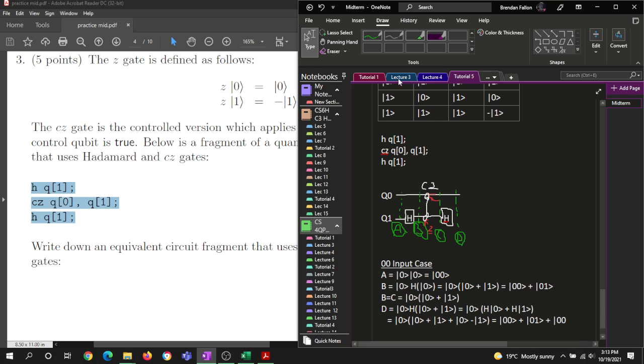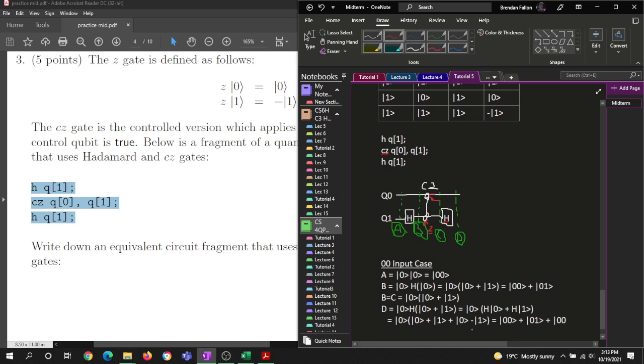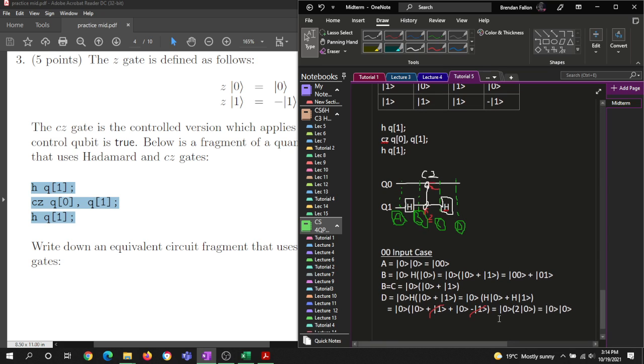Actually, we can simplify a little bit earlier here, because this minus 1 gets rid of this 1. Since those cancel out, it's now actually 0 of 2 times 0. And if you remember from class 2, the 2 doesn't matter, so we can take that 2 out. So this just becomes 0, 0 right there. So that is our input case when it is 0, 0.